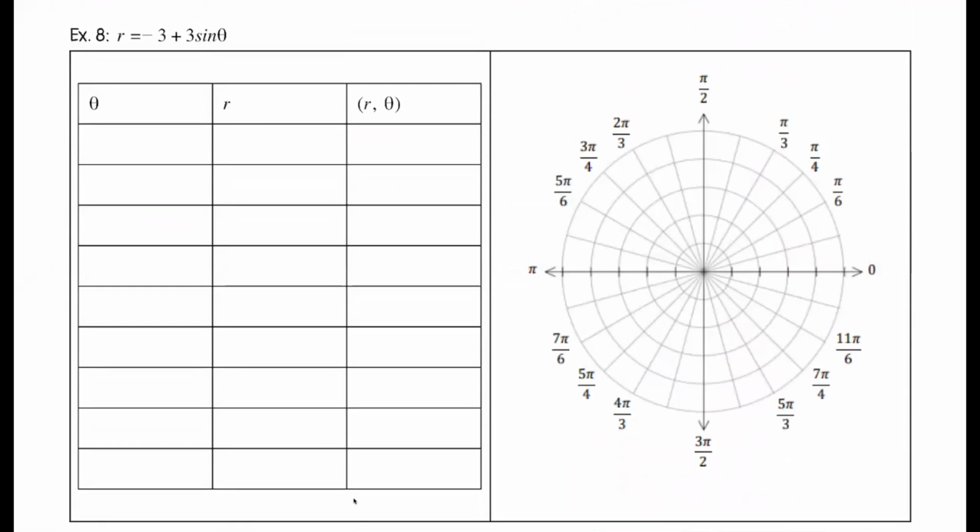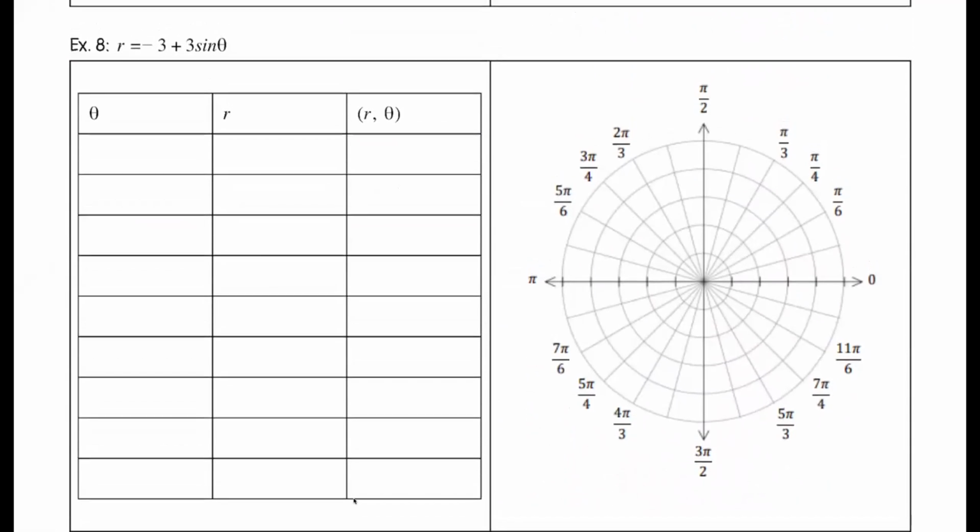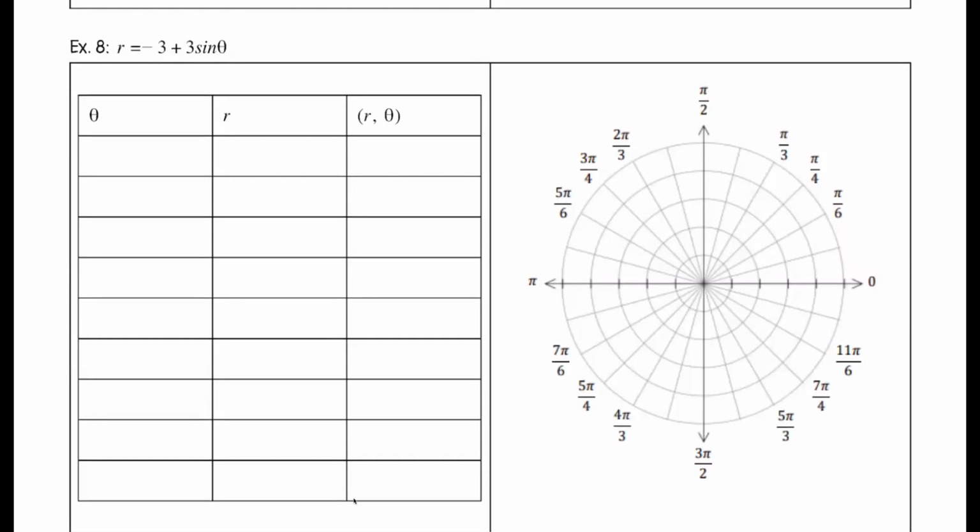Yeah, this one is going to be a sine one. Okay, so I think it's probably good to go over. As soon as we see that sine, we're thinking that this one has symmetry about the y-axis, right? We're thinking symmetry about the y-axis because we know that sine is the y values on the unit circle, okay?